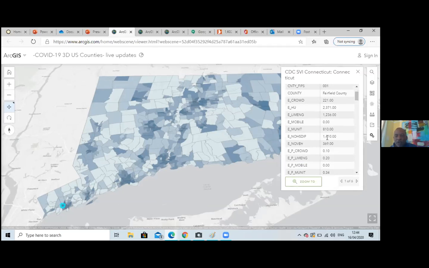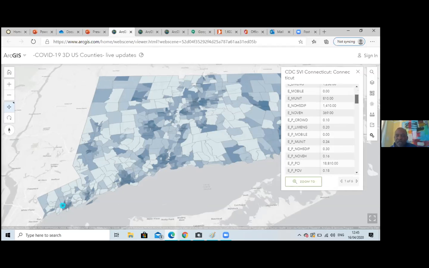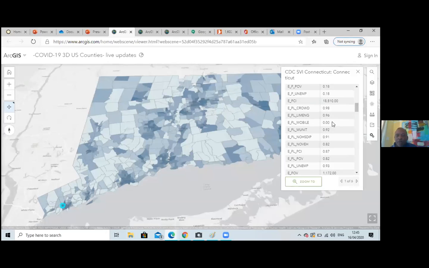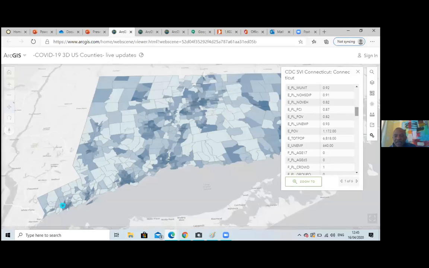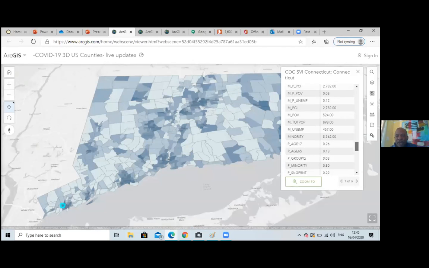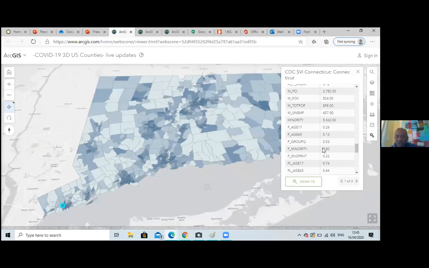It's going to have more people with no high school diplomas, more people who speak English as a second language or are African American or Latino, higher rates of poverty, higher rates of unemployment. There's a whole bunch of indicators that are combined to come up with this index that I'm showing you here. It has crowding in houses. It has a large variety of social determinants of health, right? 80% minority here, percent minority, 80%.